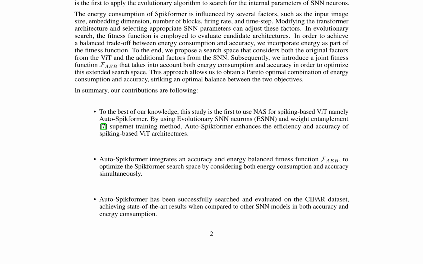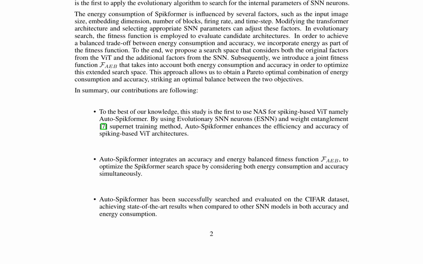The contributions of this study include the first use of neural architecture search, NAS, for spiking-based ViT, namely Auto-Spikformer, which integrates evolutionary SNN neurons and weight entanglement supernet training method to enhance efficiency and accuracy. Auto-Spikformer also optimizes the Spikformer search space by considering both energy consumption and accuracy simultaneously, achieving state-of-the-art results on the CIFAR dataset.